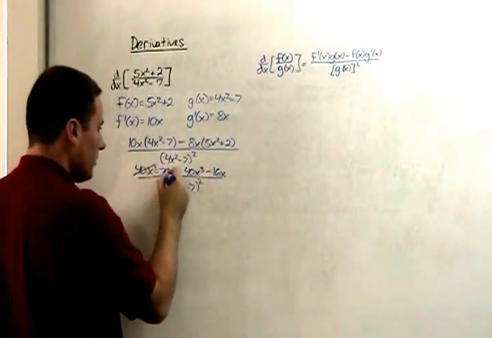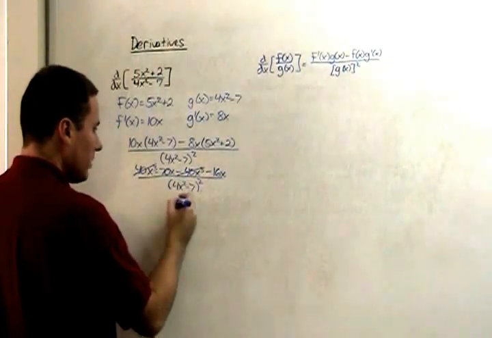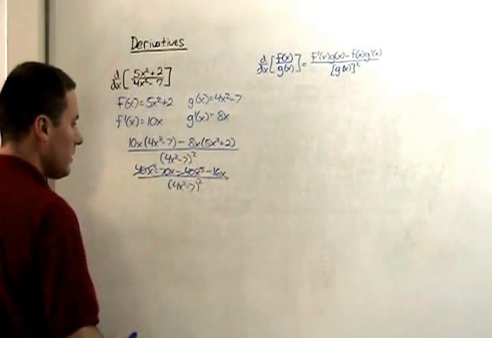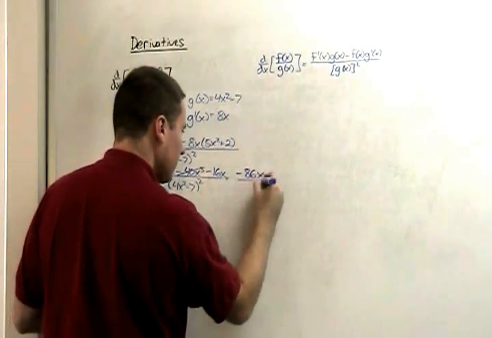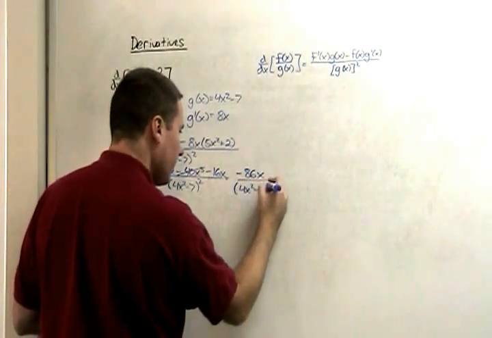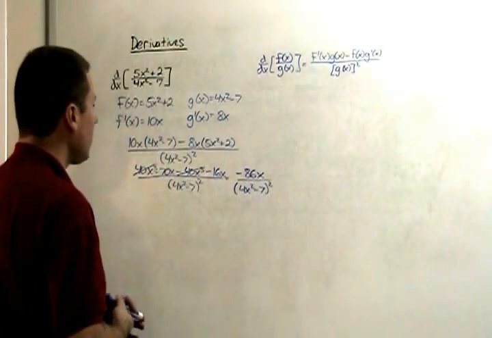Now the x cubed terms cancel, and we're left with, as an answer, negative 70 minus 16, which is negative 86x over 4x squared minus 7 squared. And that's how we do it.